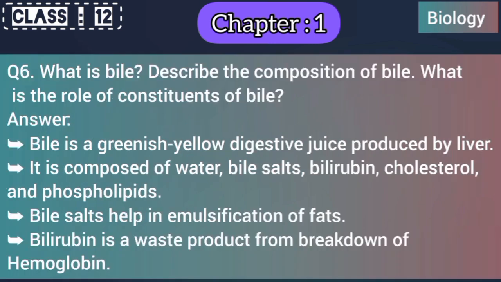Q6. What is bile? Describe the composition of bile. What is the role of constituents of bile? Answer. Bile is a greenish-yellow digestive juice produced by liver.